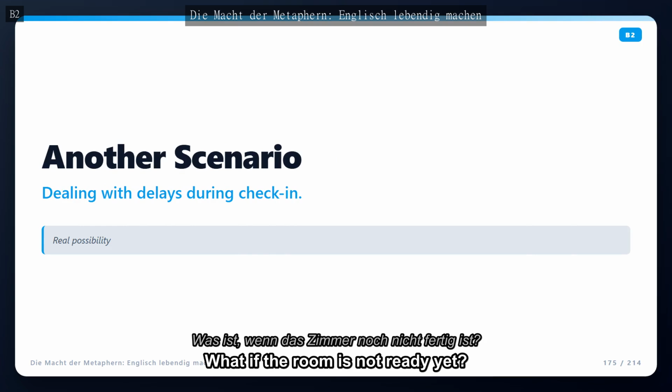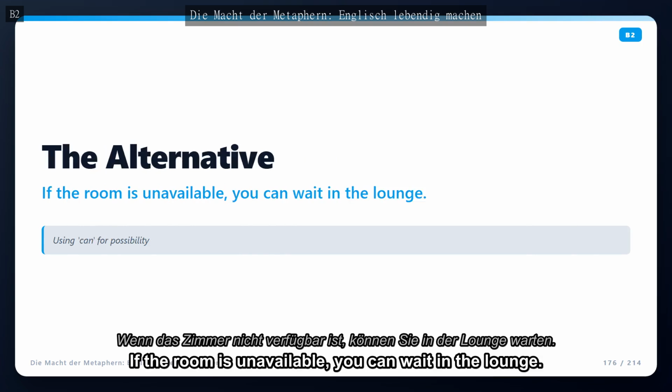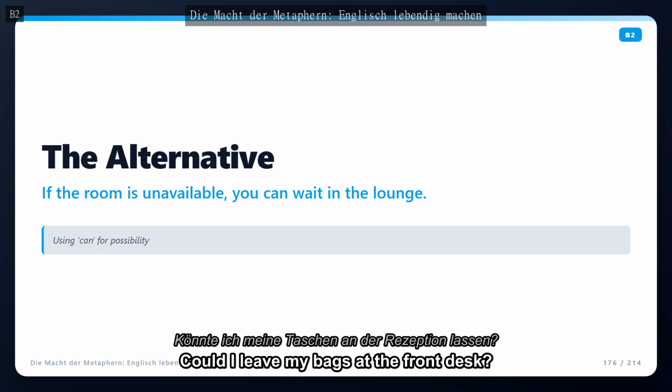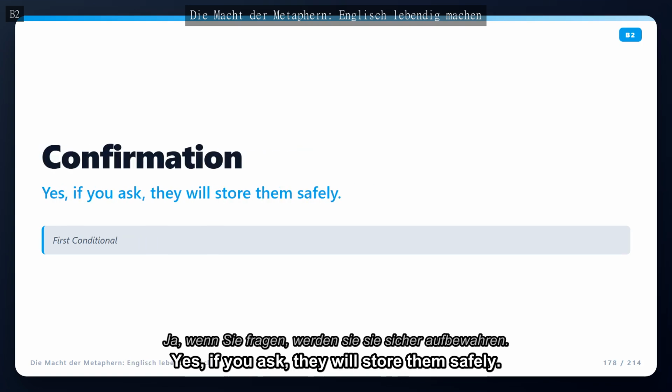What if the room is not ready yet? If the room is unavailable, you can wait in the lounge. Could I leave my bags at the front desk? Yes, if you ask, they will store them safely.